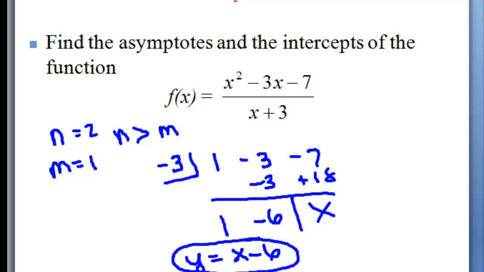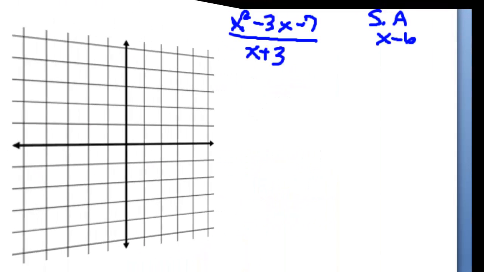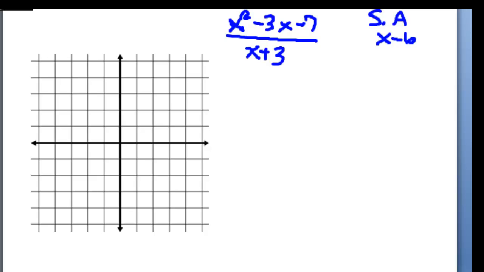Let's put this all together on the graph. So we have our slant asymptote at x minus 6. Remember, y equals mx plus b. So negative 6 is our y-intercept. 1, 2, 3, 4, 5, 6. And our slope is 1. So there's our slant asymptote. We have a vertical asymptote at negative 3.